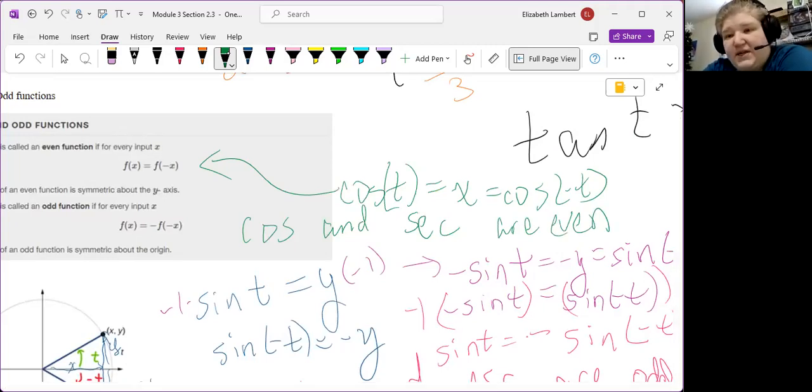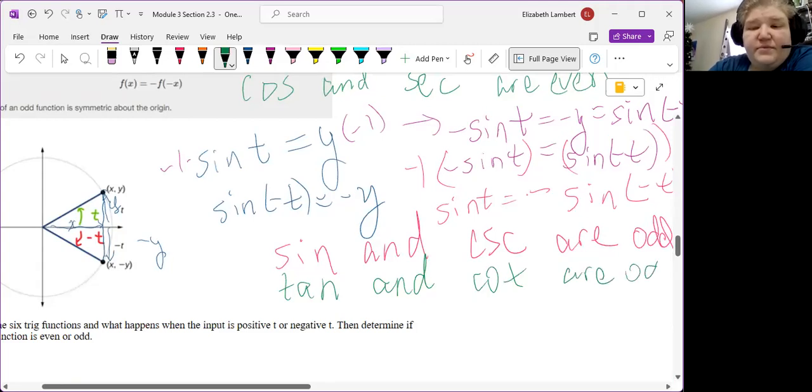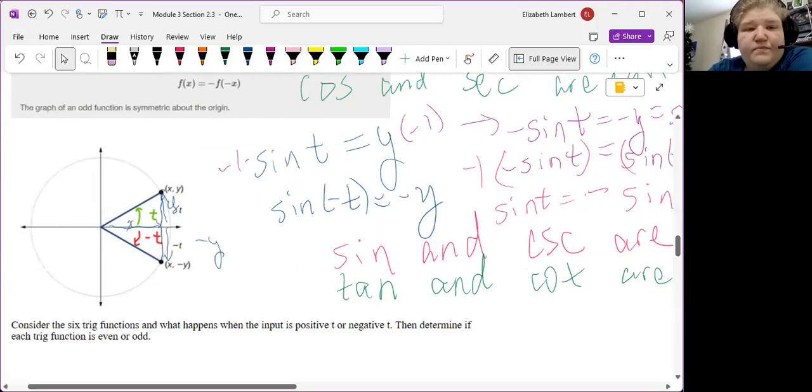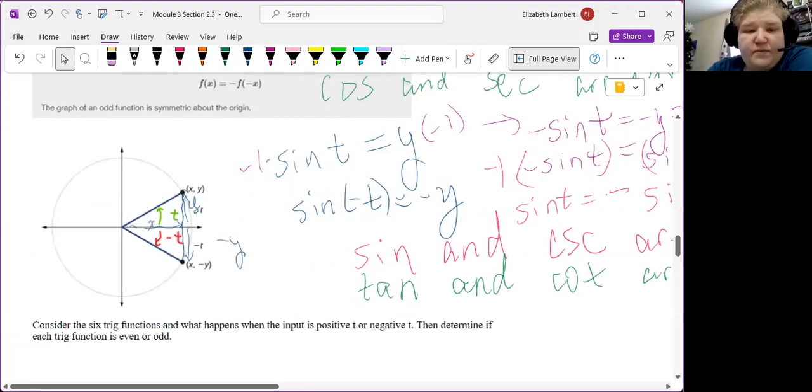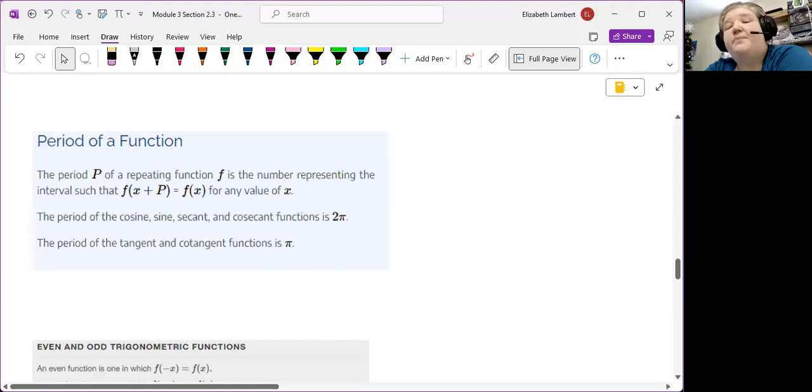Then the last one to consider is the tangent, which is sine over cosine. So the cosines are the same, but the signs change. So that forces tangent to also be odd. So sine and cosecant and tangent and cotangent are odd. No, so I just wrote all of that up there instead of down here. That's all right. Now these functions are periodic.